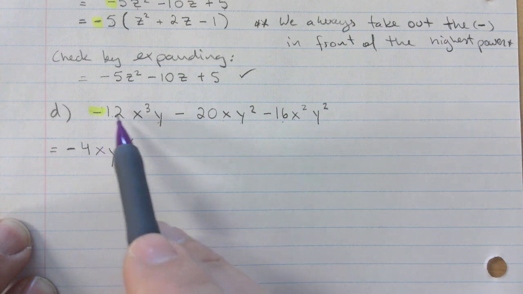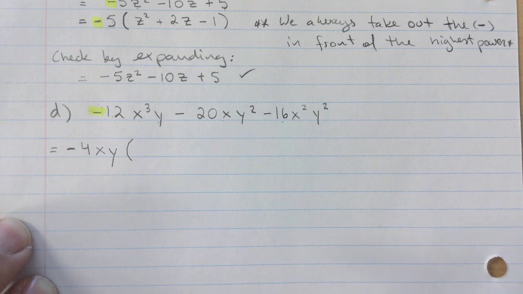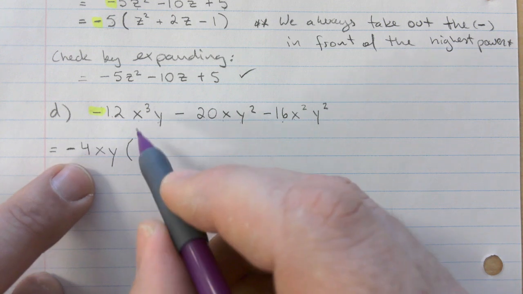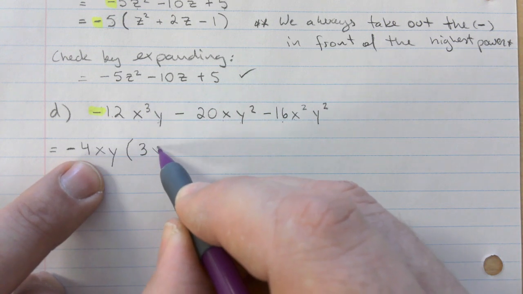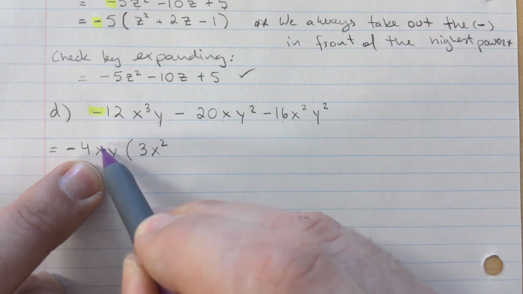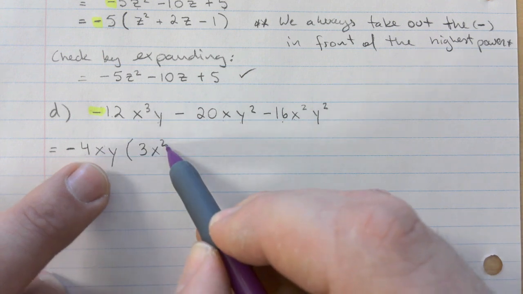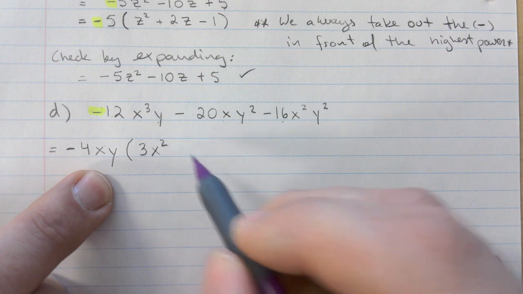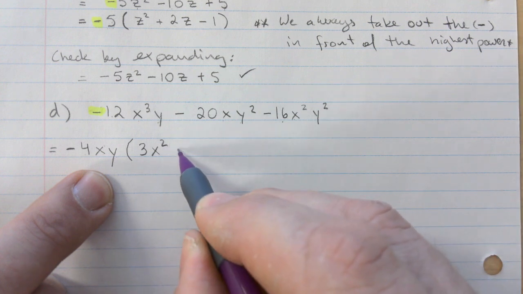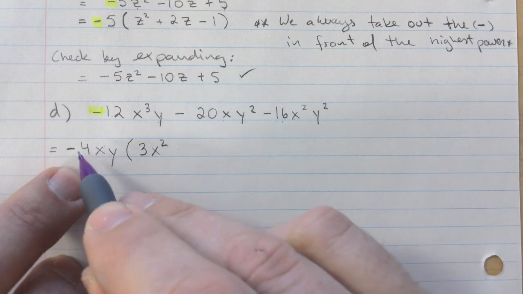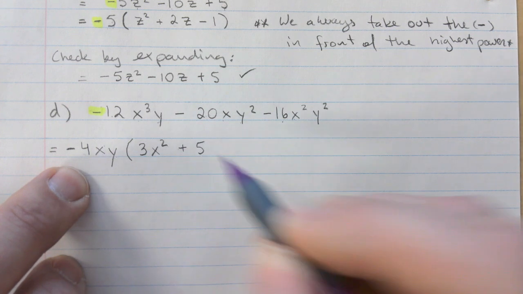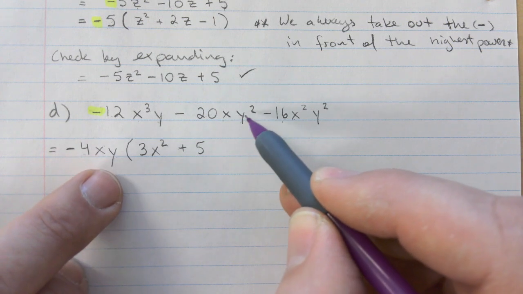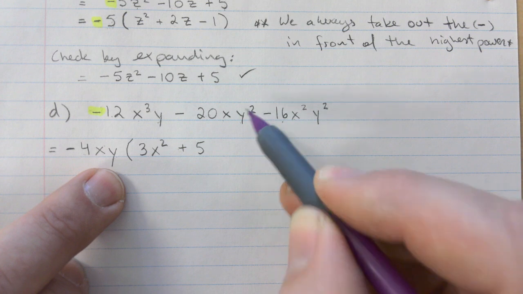You're basically dividing this out from the original polynomial. So negative 12 divided by negative 4 is positive 3. X cubed divided by x, you're just left with x squared, because remember it's 3 minus 1, you're left with 2. Y divided by y, it's 1 minus 1, so nothing there. Next, negative 20 divided by negative 4 is positive 5. X divided by x is just 1. Y squared divided by y, you're left with y.